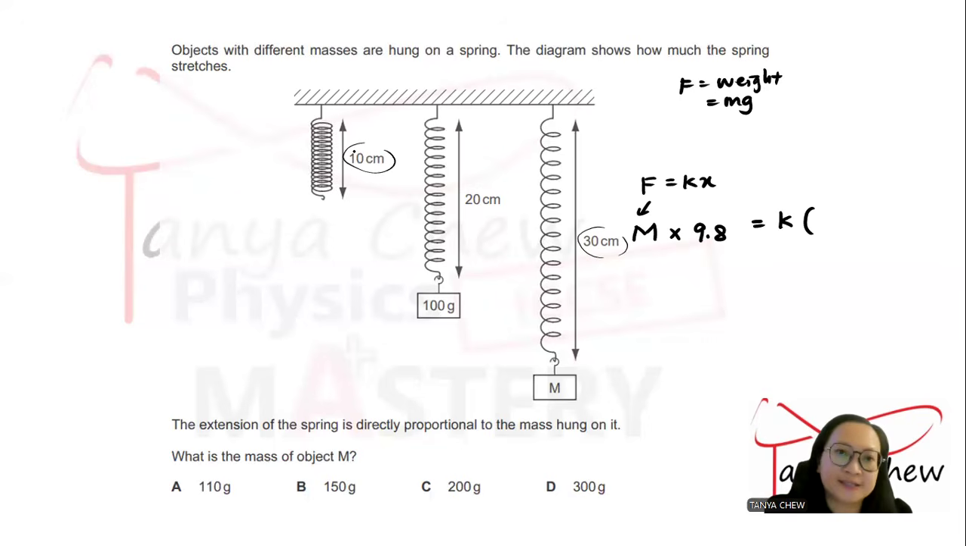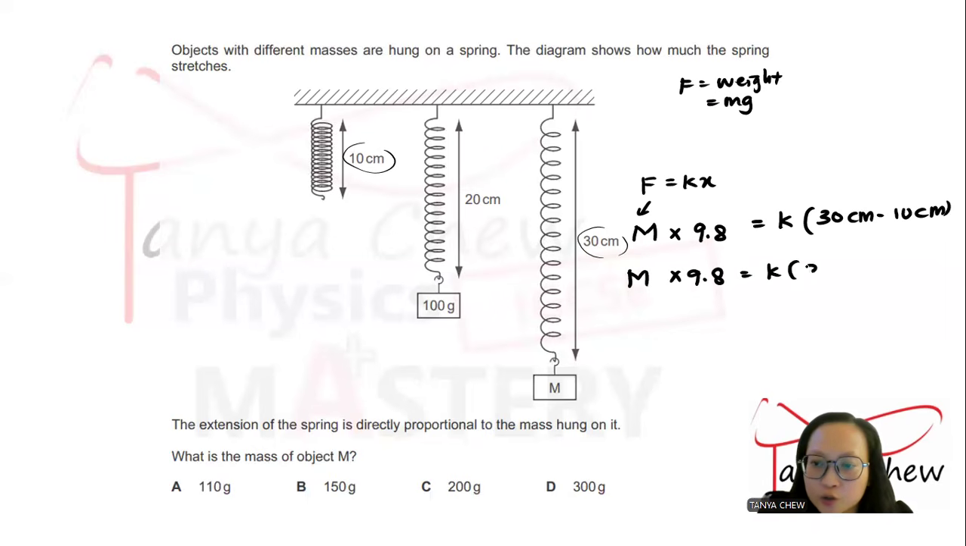How do I know that 10 cm is an original length? Original length is the length of the spring when the spring is not attached to any loops or masses, right? So 30 minus 10, M in gram here times 9.8 is equal to K. This is 20 cm.